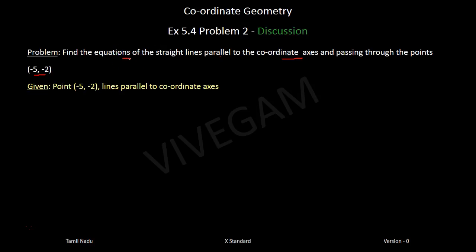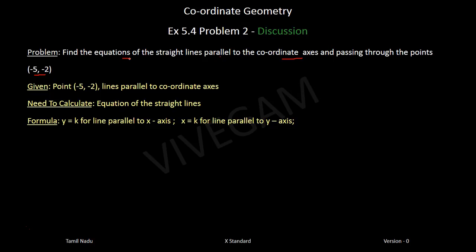Right. So what is given in the problem? The point -5, -2, and lines are parallel to the coordinate axis. There are two lines. One is parallel to the x-axis, the other one is parallel to the y-axis. We need to calculate the equation of these straight lines. The formula: any line parallel to the x-axis is given by y equal to k, and x equal to k for a line parallel to the y-axis.